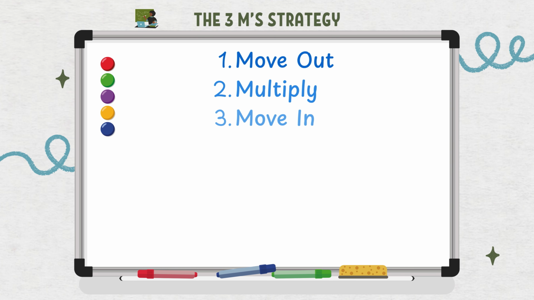Now here's how I multiply decimals every single time. I use the 3M strategy. Move out, multiply, move in. No matter how big or small the numbers are, the steps stay the same. Now let's break it down.